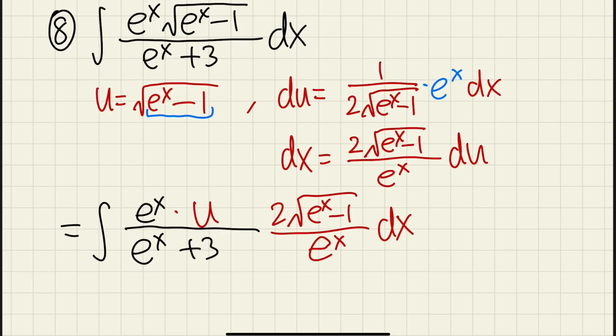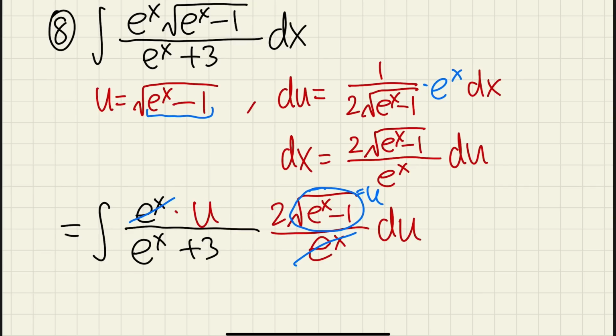Let's see if this works out nicely. First, e to the x and e to the x, they do cancel out nicely. And the square root of e to the x minus 1, that's our u. So that's also pretty good. But we do have this e to the x. That's not allowed in the u world, right? Sorry, it should be a u right here. So what can we do?